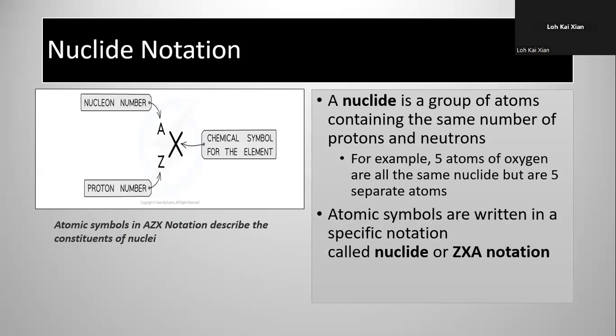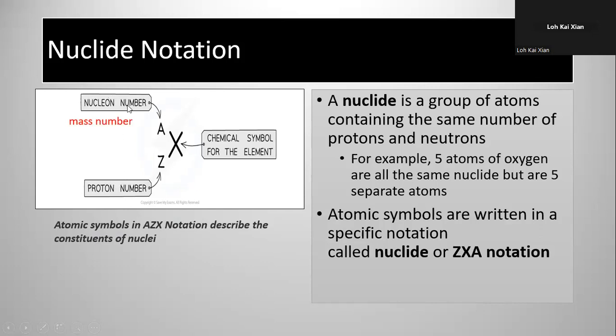Atomic symbols are written like this. Don't worry about this one. This is to tell you that this notation is called nuclide notation, or the X with Z and A notation. If you look at the internet, some people will write differently. They'll put the A and Z in front here. Okay, so we are using the nuclide notation.